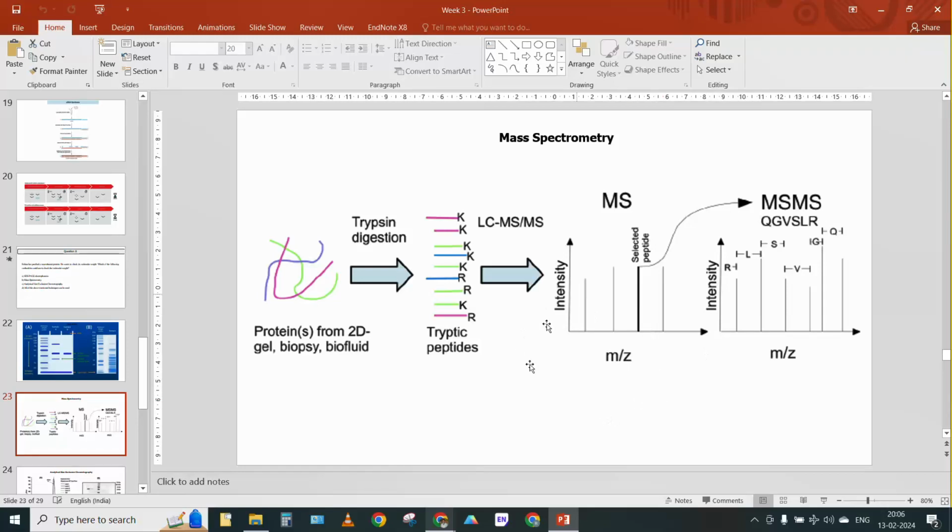What is this unit m/z? It's mass to charge ratio. Correct, mass to charge ratio. So let me just explain what mass spectrometry is.